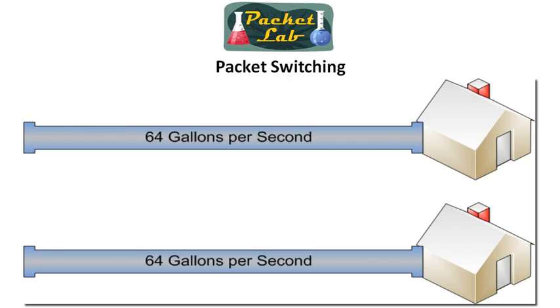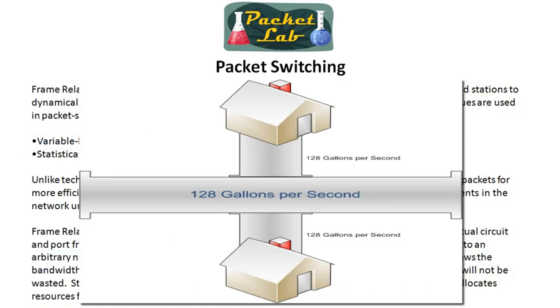So in this case, let's say each house has a dedicated pipe, and each of those pipes can handle up to 64 gallons of water per second. So that's fine, you can get your 64 gallons of water per second. When you look at statistical multiplexing, what it's going to do is say, hey, instead of having two individual fixed capacity pipes, let's have one pipe. So this one pipe is capable of doing, in this case, 128 gallons of water per second. But I'm still going to guarantee house 1 and house 2 that you can have guaranteed up to 64 gallons per second. So nothing really changes there.